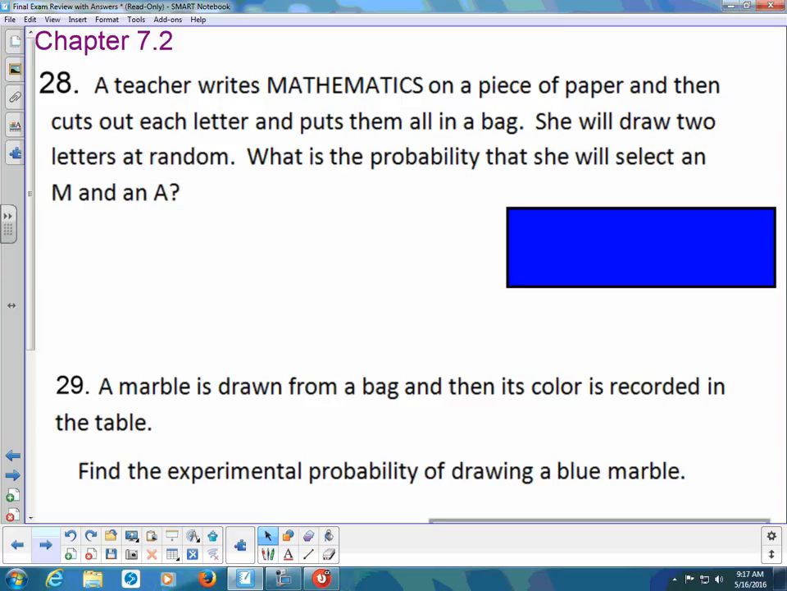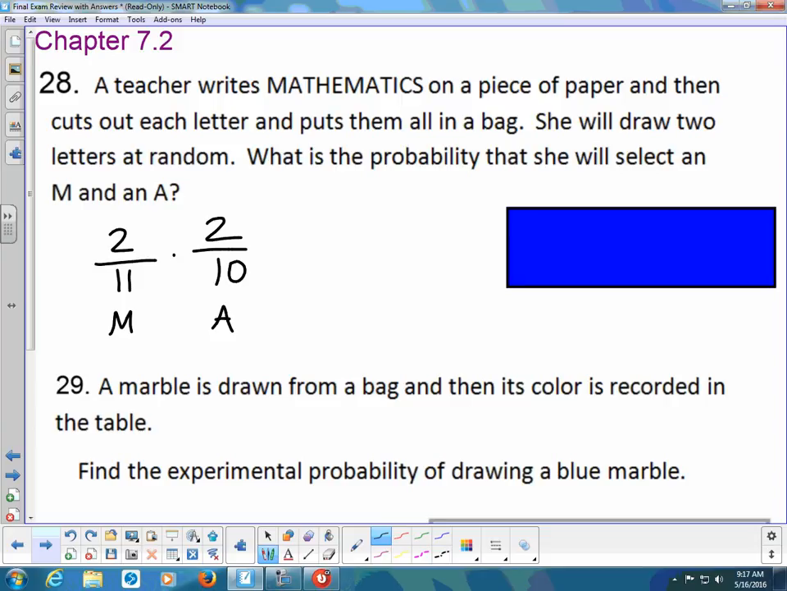So my first question is, how many total letters are going to be floating around in this bag? 11. So if I want to know what are my chances of choosing an M, out of those 11 letters, how many M's are in there? 2. Okay. I'm then going to choose the letter A. So I'm going to choose an M, put it to the side. What's the probability now that the next thing I pick will be an A? 2 out of 10. What will I do with those fractions?